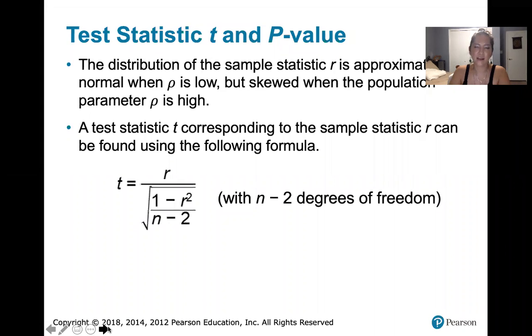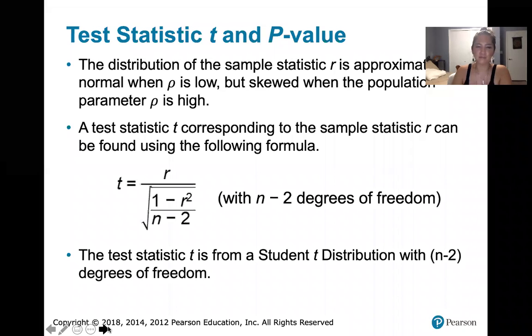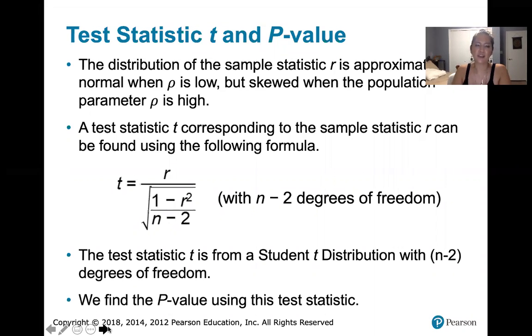T is given by our r value that's computed from our sample data divided by the square root of 1 minus r squared divided by the sample size minus 2. This comes from a student t distribution with n minus 2 degrees of freedom. Then once we have that t-score, we can find the p-value using this test statistic.